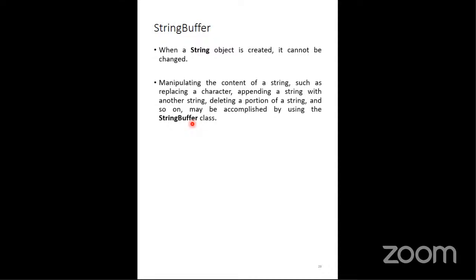But the difference is what? When you create a String object, you create a string whose content you don't want to change, manipulate, or modify. And you will create a StringBuffer object when you want to manipulate the string, modify it, replace a character, add something to it, or delete something from it. Then you require a StringBuffer object.